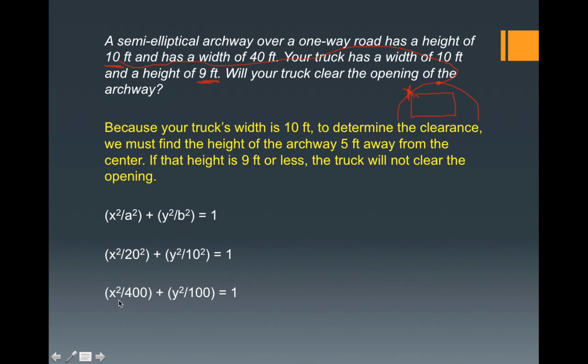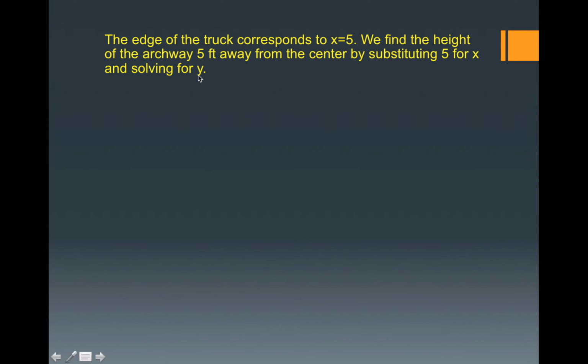Okay, so x squared divided by 400 plus y squared divided by 100 is 1. And now the edge of the truck corresponds to x equals 5. We find the height of the archway 5 feet away from the center by substituting 5 for x and then solving for y. So we take our elliptical equation that we just showed you before.